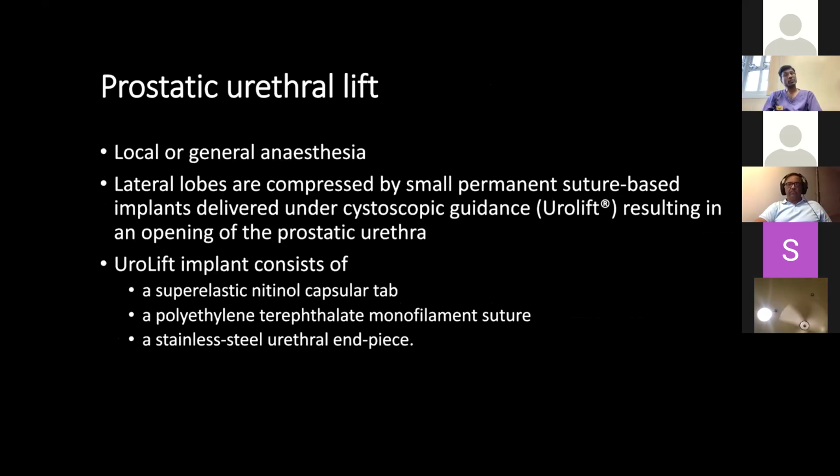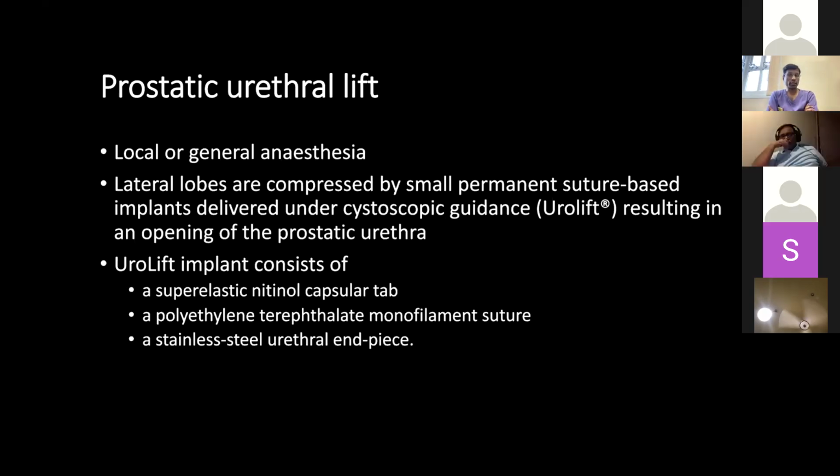Prostatic urethral lift is much more widely practiced and the acceptance is slightly better. In my trust, we are doing it. We are quite happy and proud with that. We have plenty of patients with very good outcomes, and we are also training people who are attending us, and we even travel to other countries to train other surgeons.